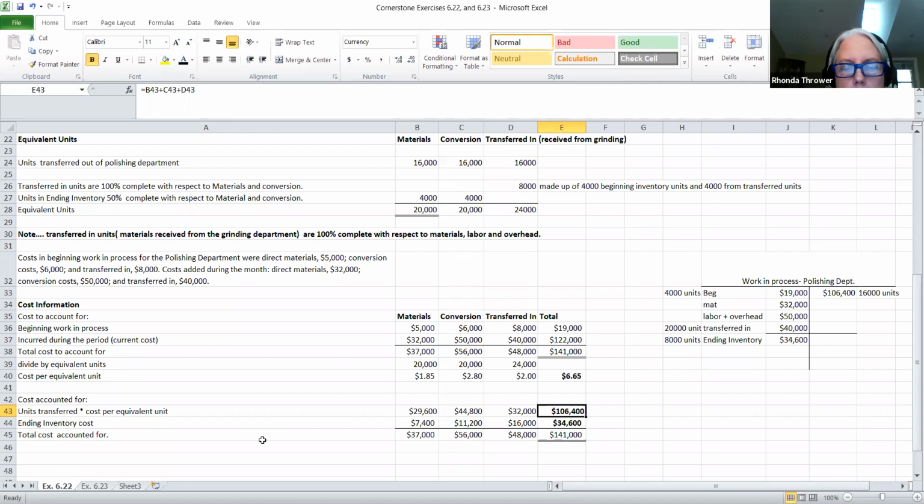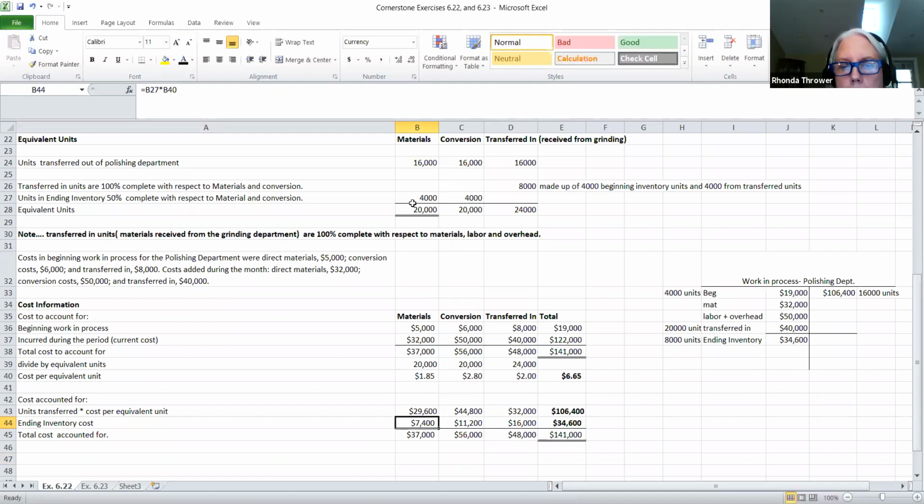All right, back to the cost to account for. In the weighted average method, we only use transferred cost and ending inventory cost. So for my ending inventory cost, I'm going to take my materials amount for ending inventory, which was 4,000 units, and multiply it by the equivalent cost per unit of $1.85, and that's how I get $7,400.